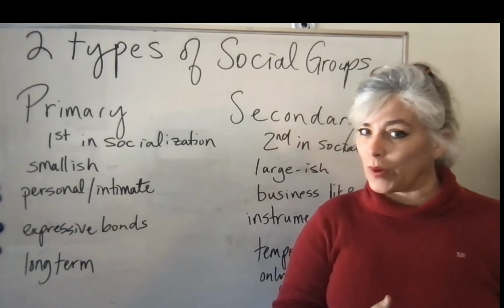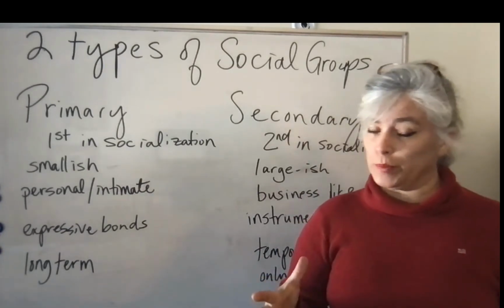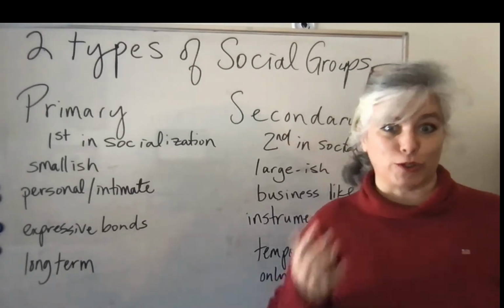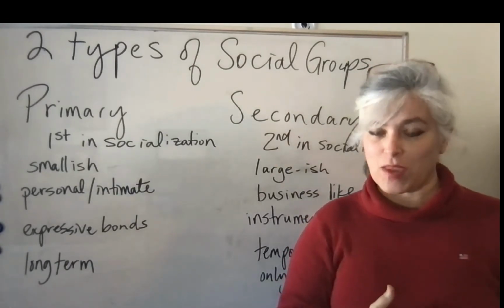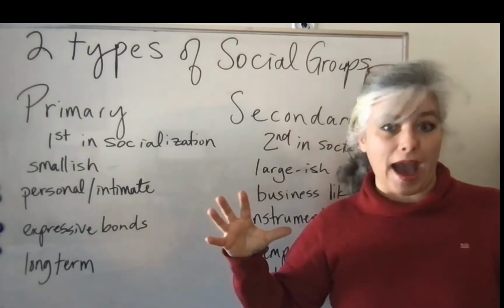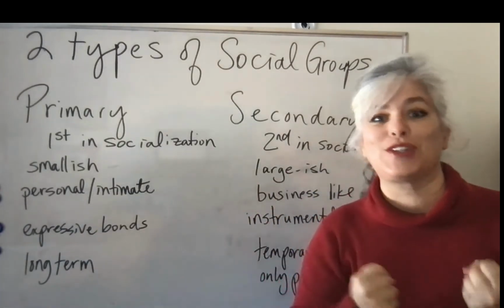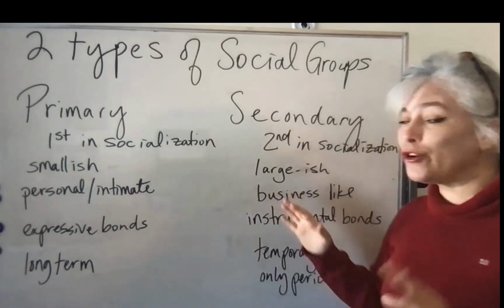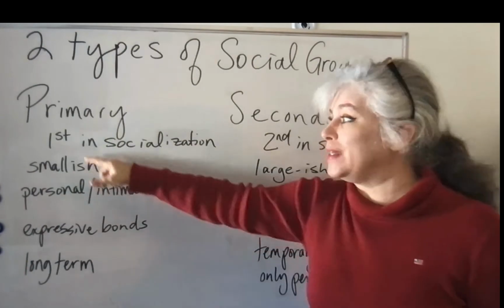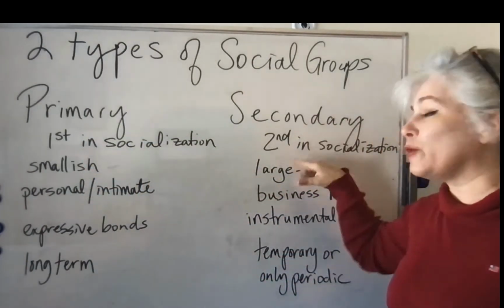So today we're going to look at the different types of social groups that make up social structure, the components of social structure. The connection that these two groups have to social structure has to do with socialization. These two group types have very simple names. One of them is called primary, which means first, and the other one's called secondary, which means second.